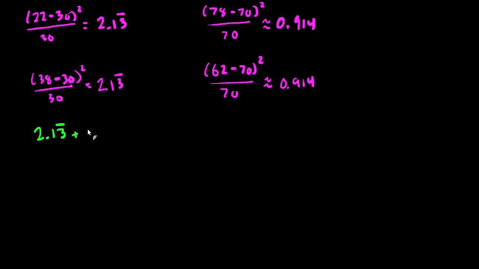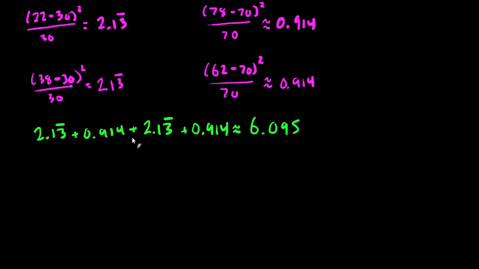I add all of these up, so 2.13 repeating plus 0.914 plus 2.13 repeating plus 0.914. And this gives me an approximate calculated value of 6.095.